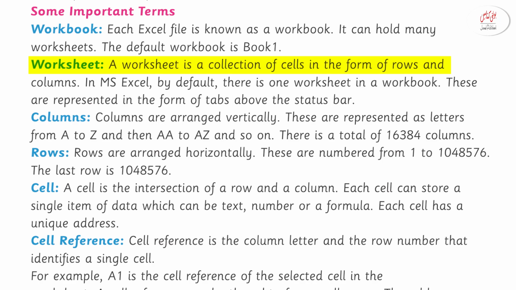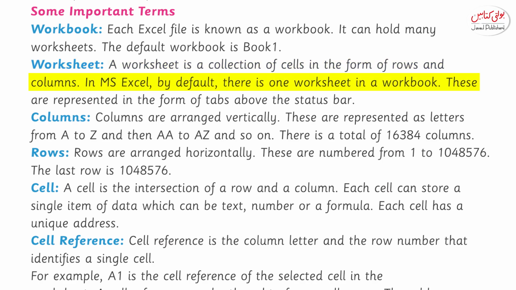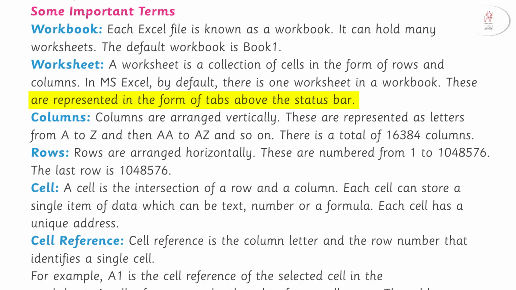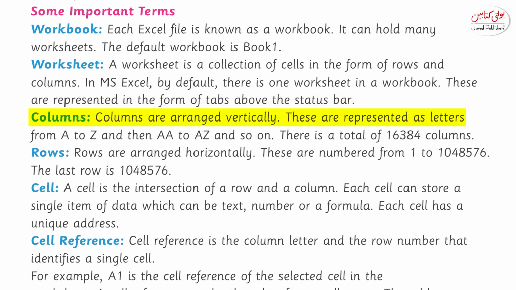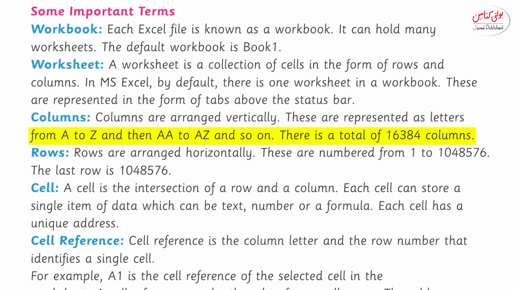Worksheet. A worksheet is a collection of cells in the form of rows and columns. In MS Excel, by default, there is one worksheet in a workbook. These are represented in the form of tabs above the status bar. Columns. Columns are arranged vertically. These are represented as letters from A to Z and then AA to AZ and so on.